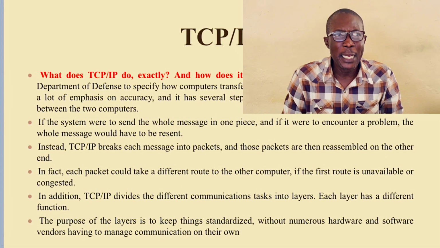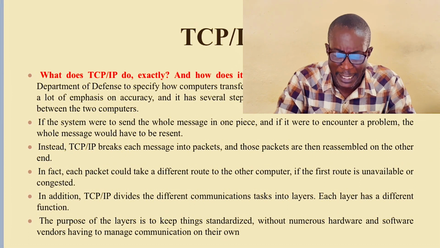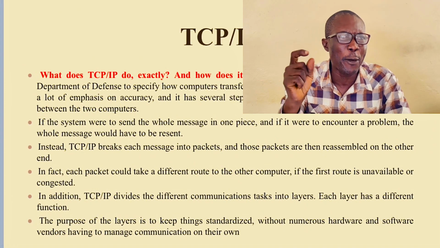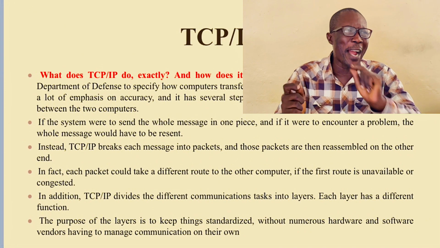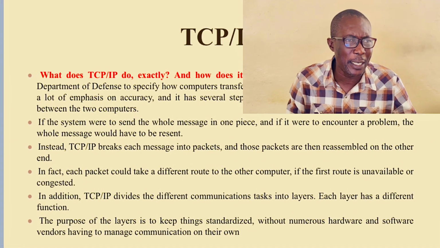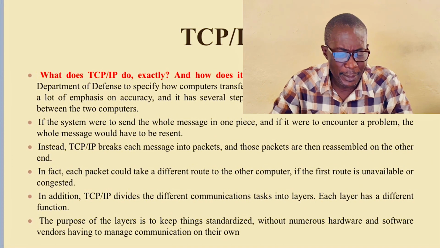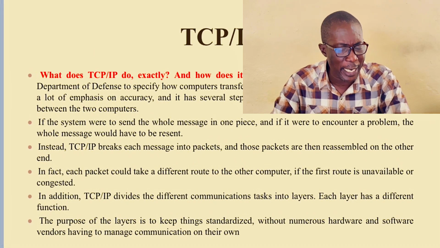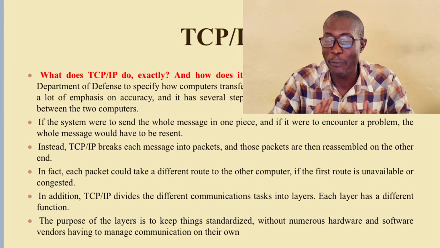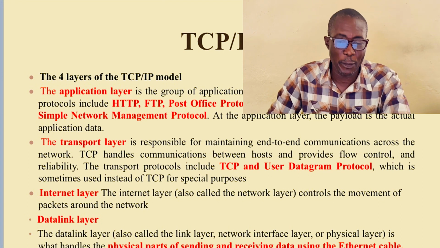So TCP itself is made up of 4 layers. Initially it was 4, but now it has been upgraded to 5 layers. Each layer has different functions, like the OSI model. You can find the layers in TCP also in the OSI model, because the transport layer in TCP is also in the OSI model. The purpose of this layering is to keep things standard without numerous hardware or software vendors having to manage communication on their own. So TCP has 4 or 5 layers as compared to the OSI model, but the layers in TCP can also be found in the OSI model.